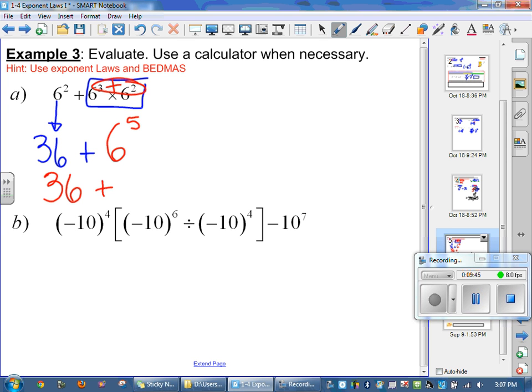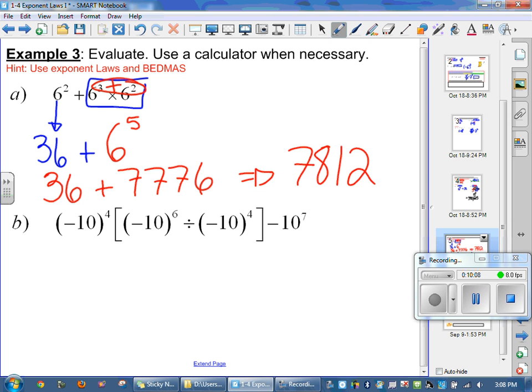Good, excellent. So 6 exponent 5 gives us 7,776. Now I add it to my 6 squared, which is 36. My grand total is going to be 7,812. Excellent. Good work, you guys.